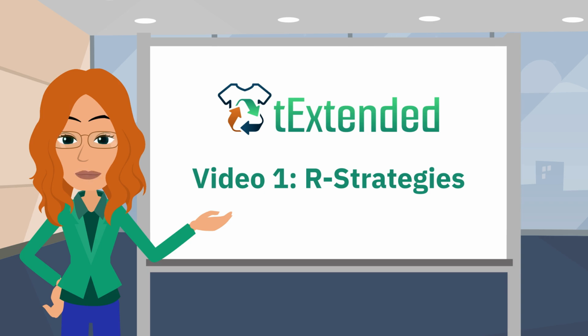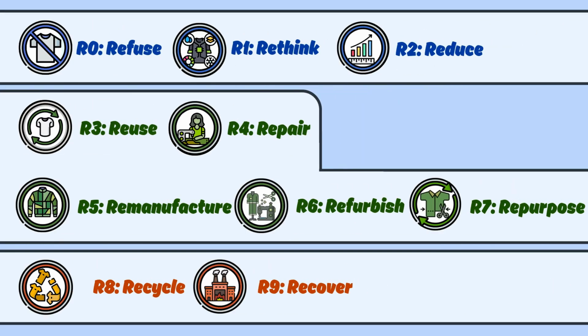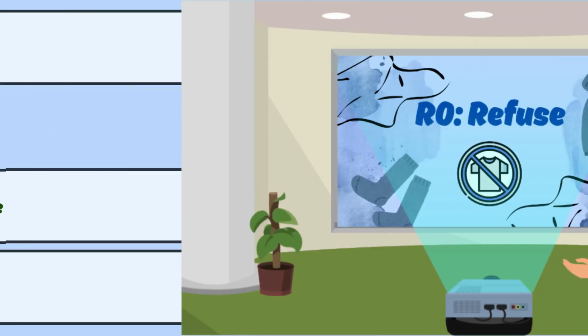What are R strategies? In short, they are approaches that help us make products more sustainable by keeping materials in use for as long as possible. Each R stands for a different way to reduce waste and save resources.